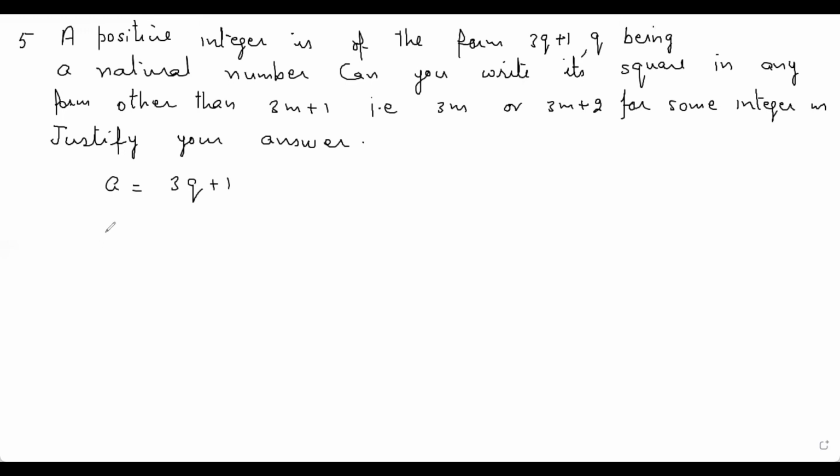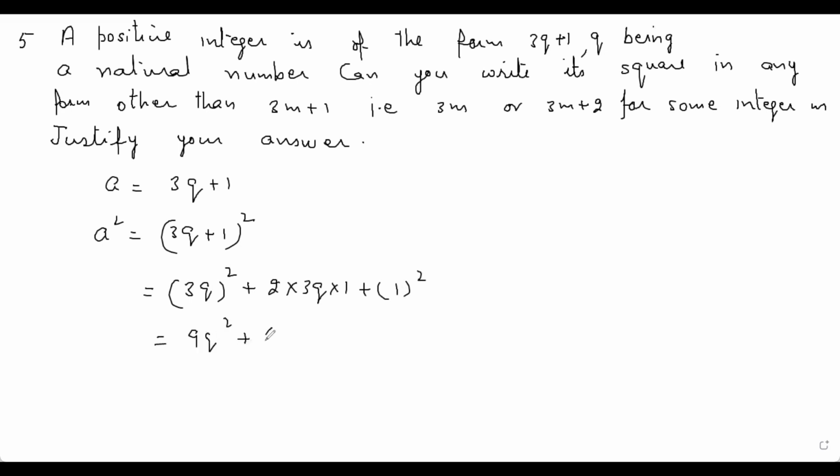So let us check it, square it. 3q plus 1 whole square. This is equal to 3q whole square plus 2 times 3q into 1 plus 1 whole square. That is equal to 9q square plus 6q plus 1. That is equal to, take 3 common, you will have 3 times 3q square plus 2q, plus 1. So instead of 3q square plus 2q, I have written m, where m is a natural number.